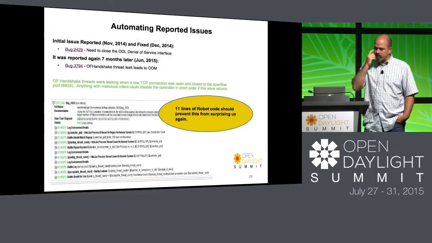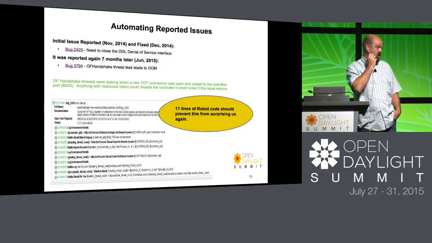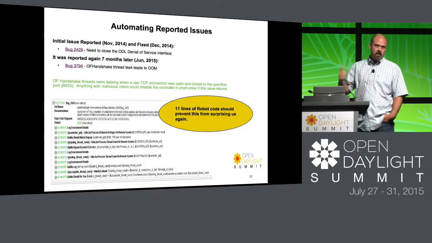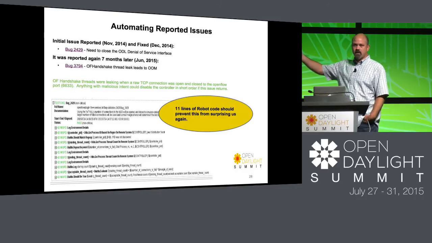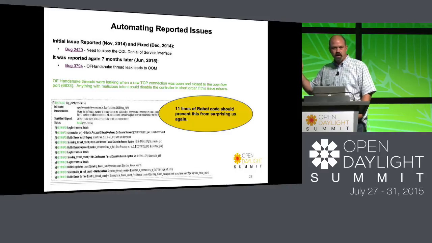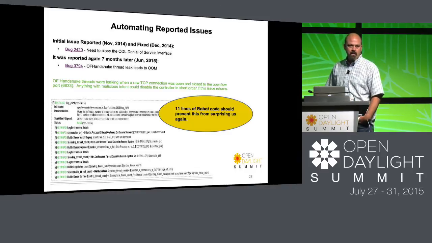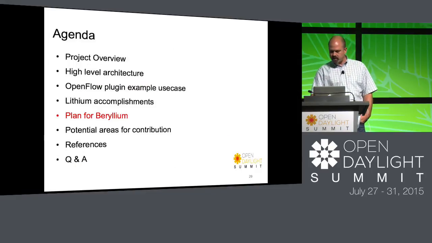What I referred to before, we had a denial of service bug found in Helium and fixed in Helium, and then found again in Lithium and fixed in Lithium. So like, we don't want this back again, right? So 11 lines of robot code running in the job, and it's continuously passing. If it fails, we know we got the bug back, and we don't need someone in the wild to report it to us. So I think, yeah, that's it for the testing part.